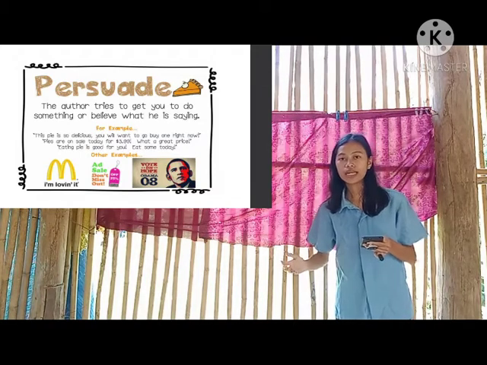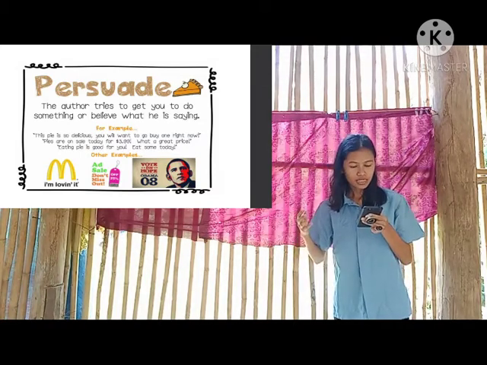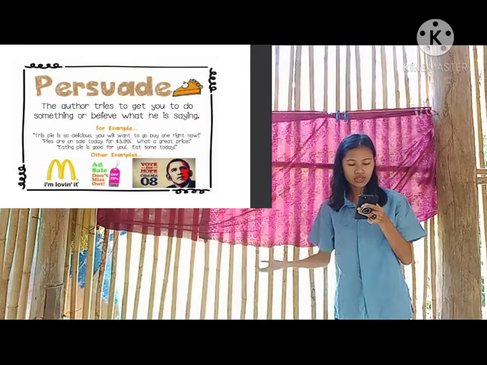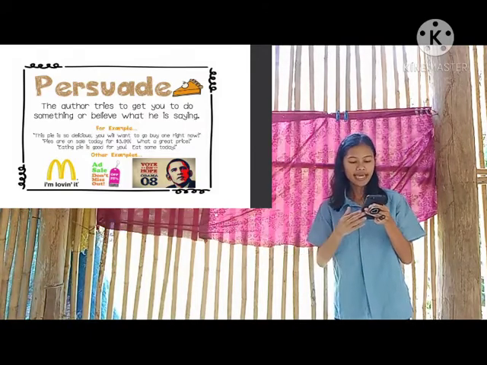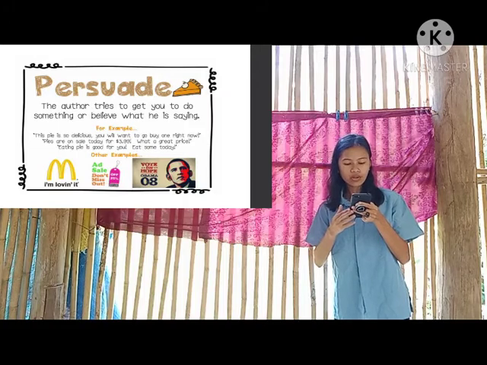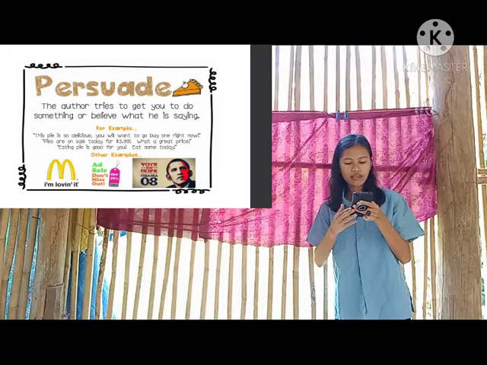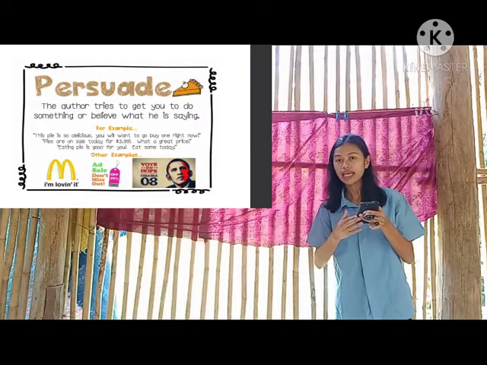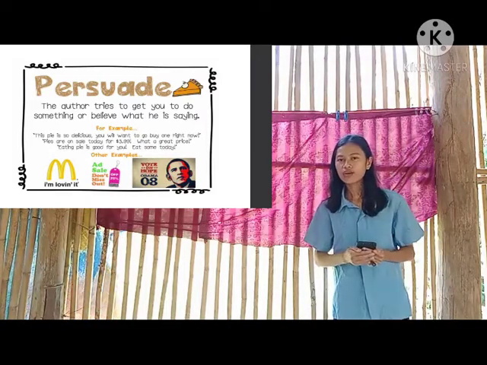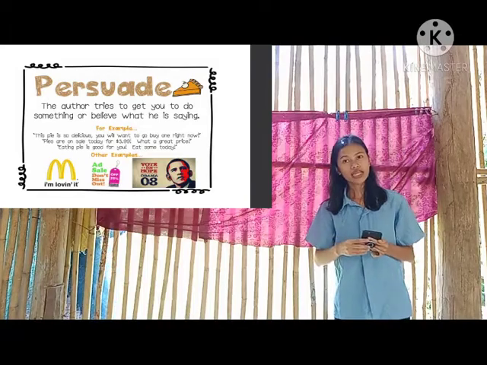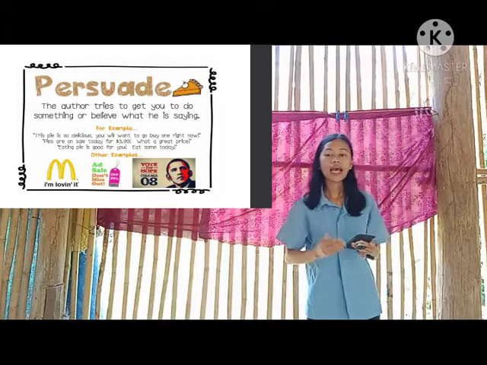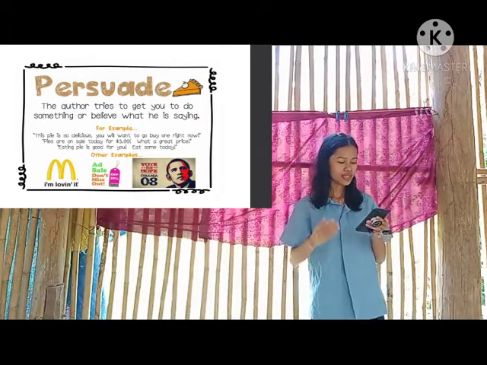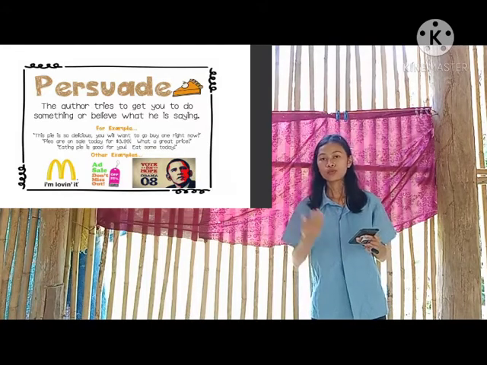So we have an example here to persuade. This pie is so delicious. You will want to go buy one right now. Pies are on sale today for $3.99. What a great price! Eating pies is good for you. Eat some today. So here, the writer or the author of this text is trying to persuade you to buy a pie. Okay? So that is to persuade.